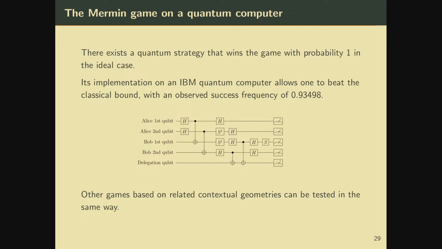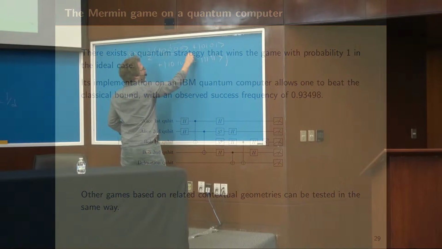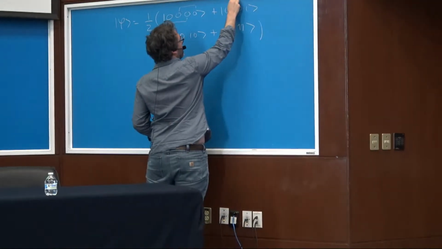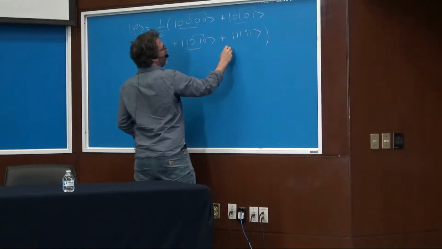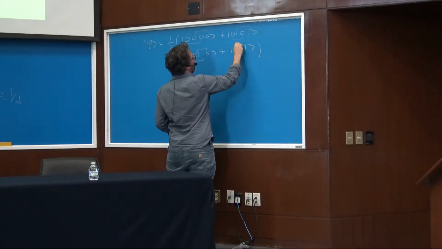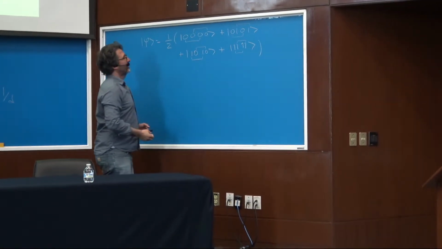0, 1, 0, 1, plus 1, 0, 1, 0, plus 1, 1, 1, 1. So you can see that it's a product of 2 EPR pairs, between qubit 1 and qubit 3, and qubit 2 and qubit 4.